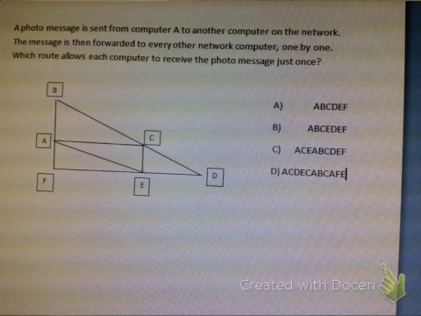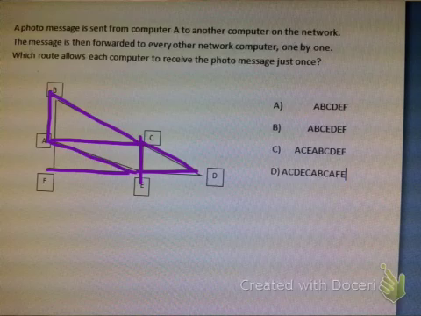And then we have C. Now C is A to C, then C to E, then E to A, A to B, B to C, C to D, D to E, and then E to F. Now, none of the edges are used twice, but what have you noticed? A has 3 edges going out, right? That means that computer A got the photo message multiple times, which is something that we don't want.